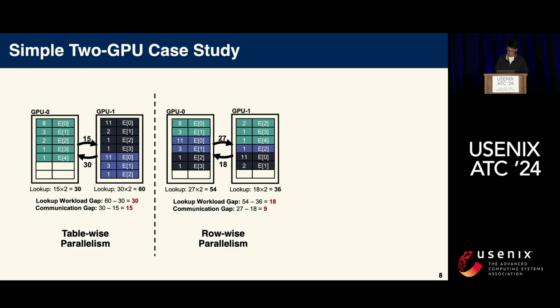Next, we try row-wise parallelism. Each table is sharded into 2 partitions and placed on both GPUs. And this time, the imbalance is slightly lower than the table-wise parallelism, but the gap between the 2 GPUs is still significant. Lastly, let's consider data parallelism. Unfortunately, this method cannot be applied since the memory on the GPUs is not sufficient for data parallelism.